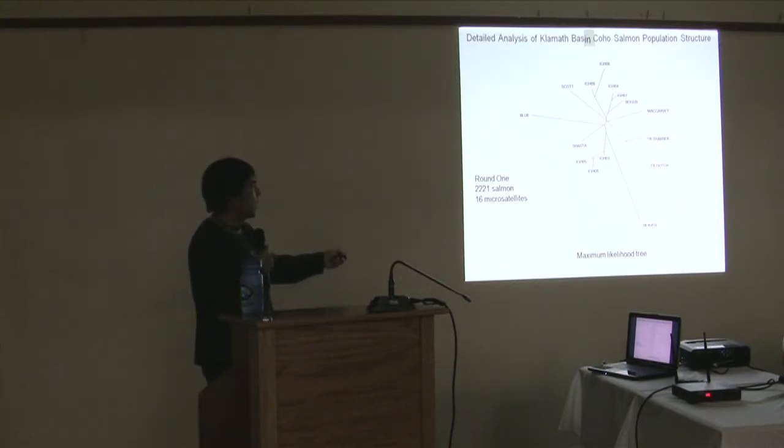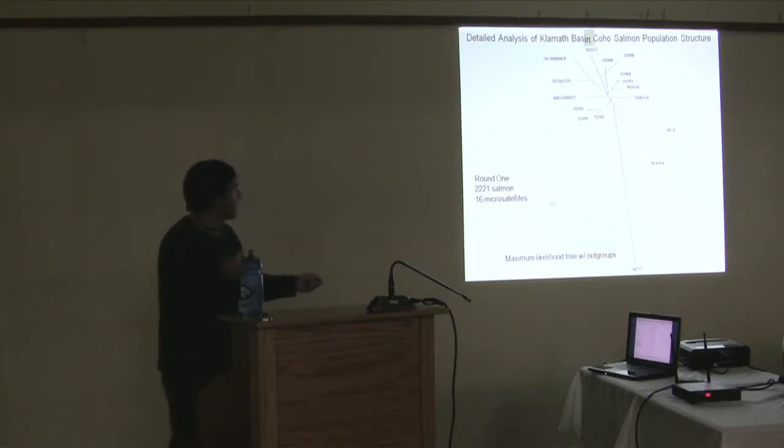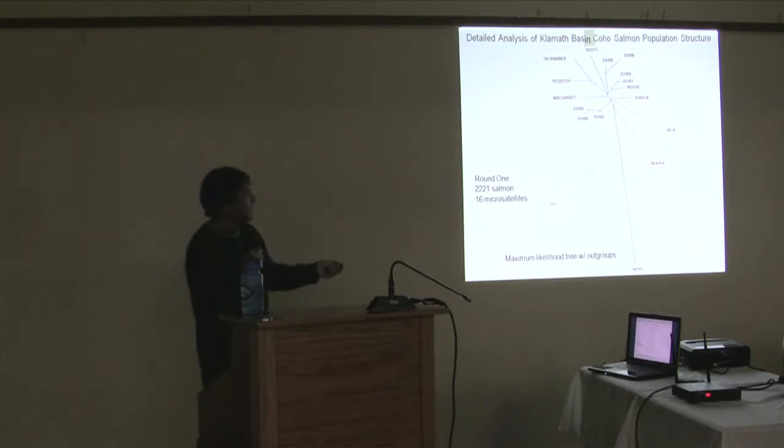Again, try to focus on these internal branches because that's what's important in this context. This is the same analysis, but with data from a couple of different populations in both the SONC and the CCC to give us context and to root this tree, if you will. And again, just a very strong signal of structure by temporal, by the year or the brood cycle, and not by geography.